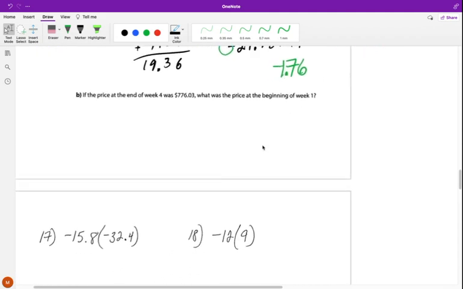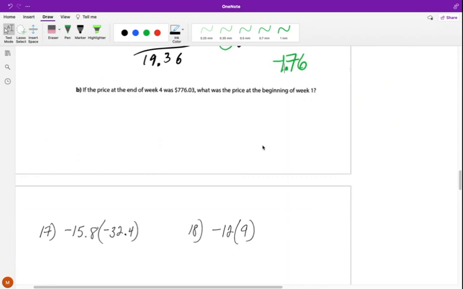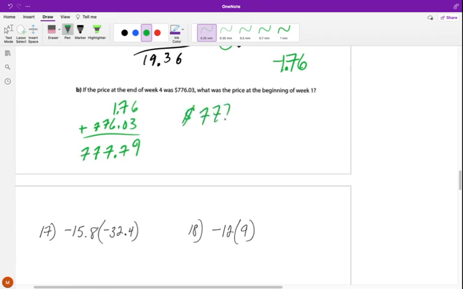So for this B, there's a few different ways you can do it. You can logically think about that. So if the price decreased from week 1 to week 4, and it went to $7.76.03, that means it had to be more in week 1. So it means that we can just add that 1.76 to the price that they give us of 7.76.03, because we know that if it decreased by that amount to get there, well, it started above it and was greater than. So we can add that to get $777.79. You can just logically think about it.